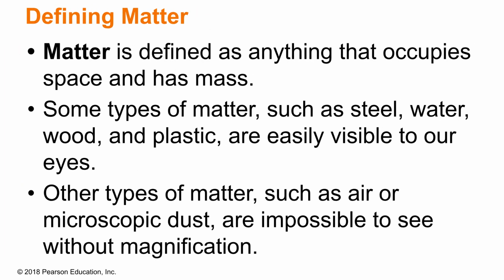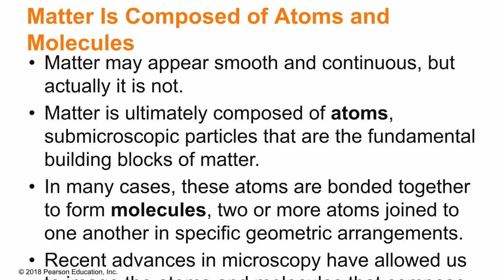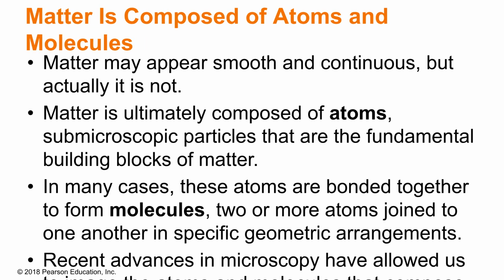Matter is anything that occupies space and has mass. Some matter, like steel or water, is easily visible. Other matter, like air or microscopic dust, requires magnification to see. Matter is ultimately composed of atoms, which are submicroscopic particles. Atoms bond together to form molecules in specific geometric arrangements. Advances in microscopy allow us to image these atoms and molecules.